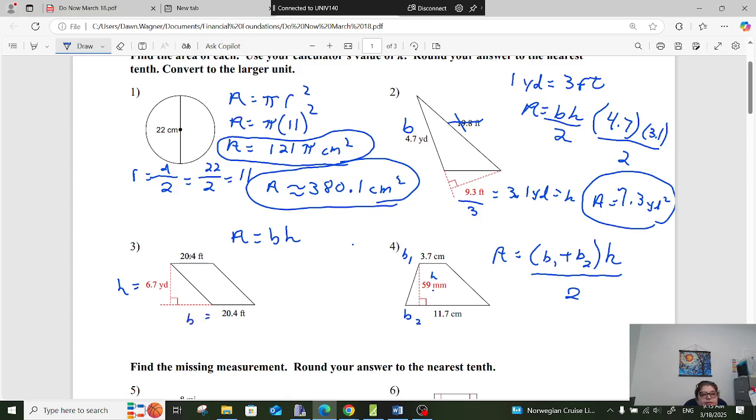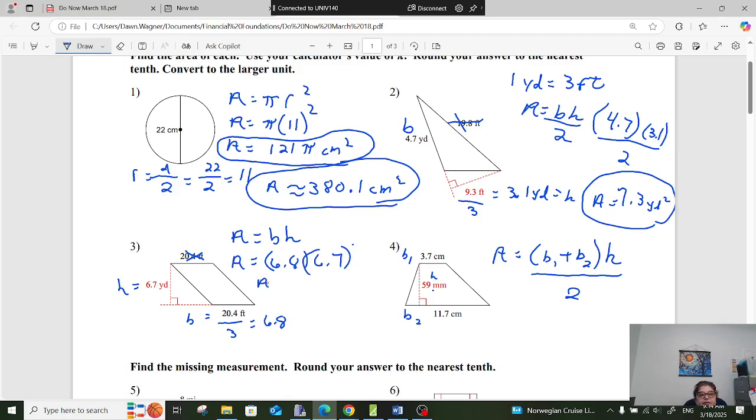Am I going to use this number up here? No. This is yards. This is feet. What do I have to do? I have to divide by 3 to convert it to yards. So what is 20.4 divided by 3? 6.8. And so I'm going to have 6.8 times what? 6.7. And this would equal area.